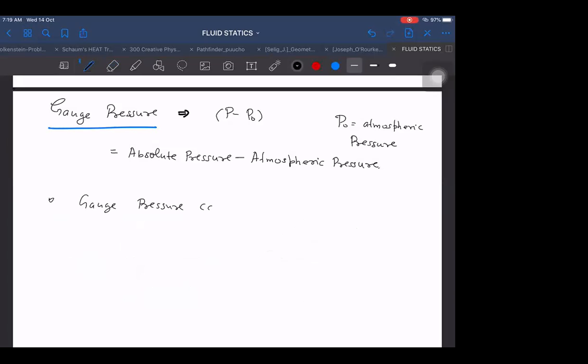Gauge pressure can be negative. And when will it be negative? It will be negative when P is less than P naught, that is, when absolute pressure is less than P naught.